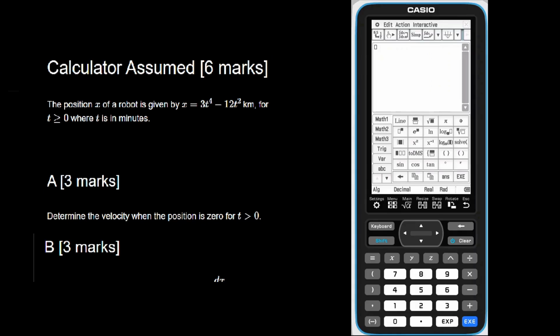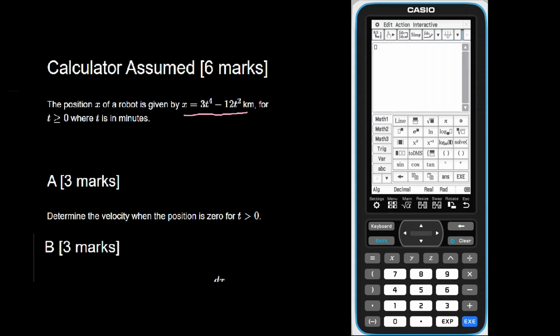In this particular question, we are given a polynomial equation, and we're asked to determine the velocity when the position is 0, for t greater than or equal to 0. So determine the velocity when the position is 0.